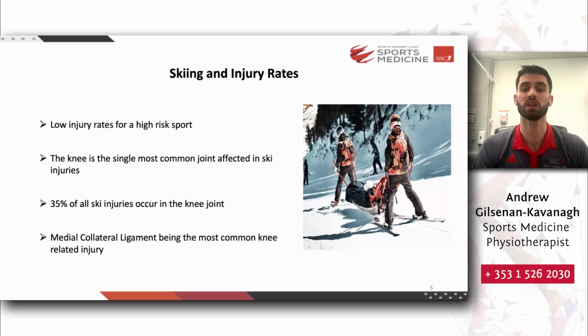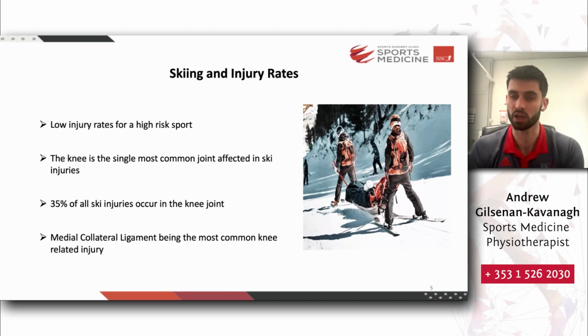So let's talk about skiing and some of our injury rates. So luckily it's a low injury rate for a high risk sport. The knee is the single most common affected joint in skiing. 35% of all of these injuries occur at the knee joint. And the medial collateral ligament, or the ligament running along the inside of the knee, is the most common injury.